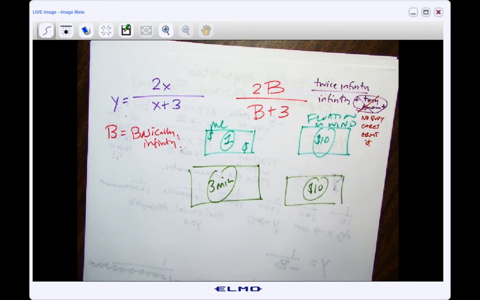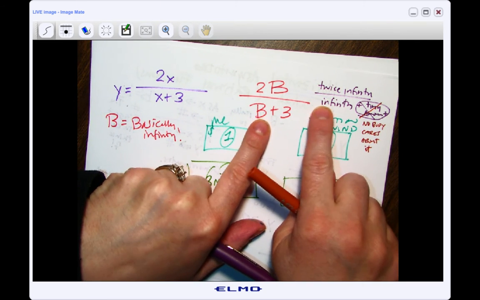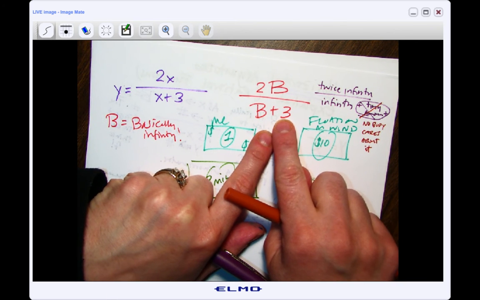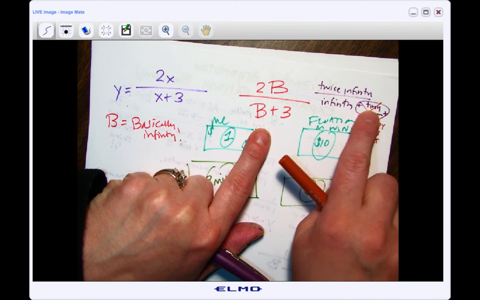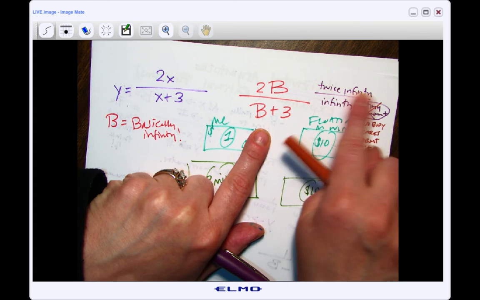It's not worth my even thinking about. If I said I had an infinite number of dollars to my name and someone handed me $3, I wouldn't say, oh, I have an infinite number and 3. I'd still say I have an infinite number. So relative to how big this b is, this 3 doesn't matter. He's a peon. Nobody cares about him. So infinity plus 3, I'm just ignoring this plus 3. And on the top, I have twice infinity.